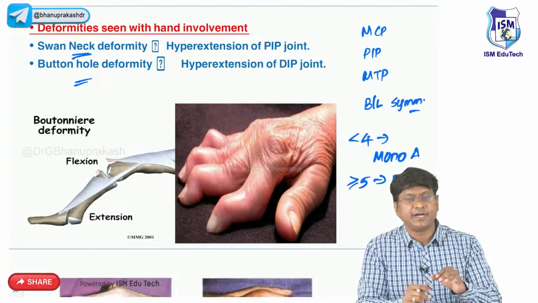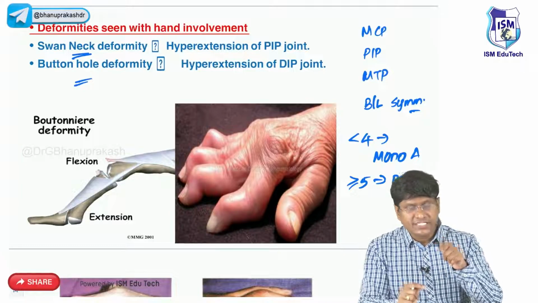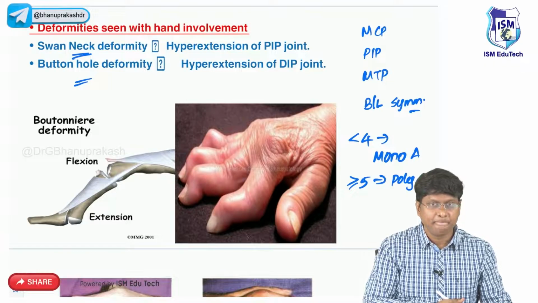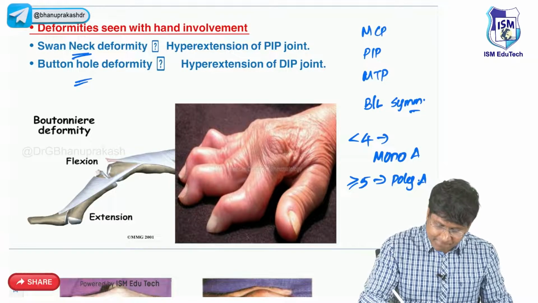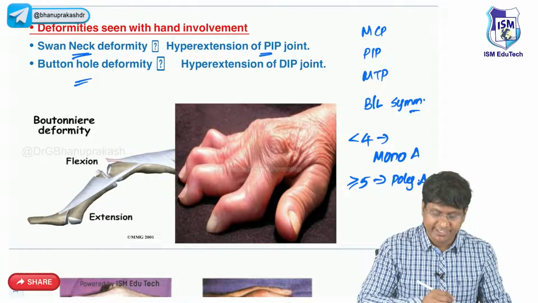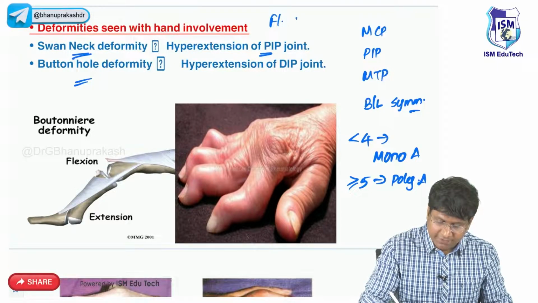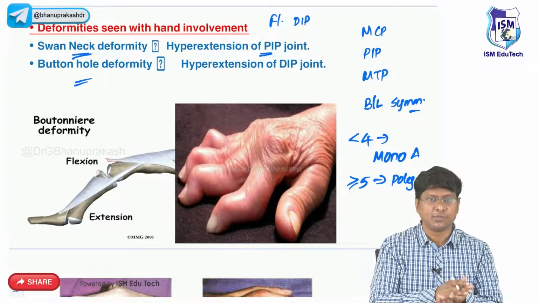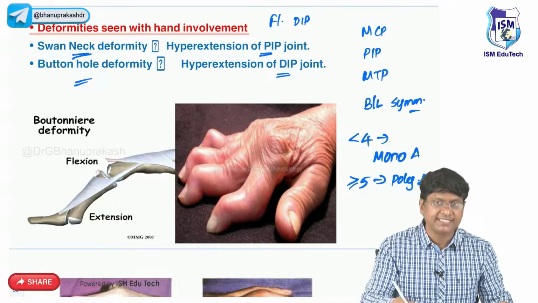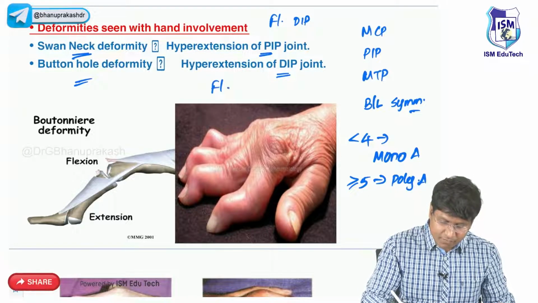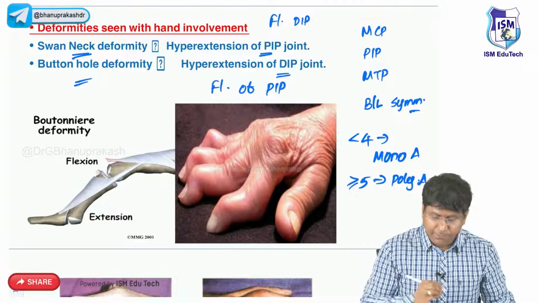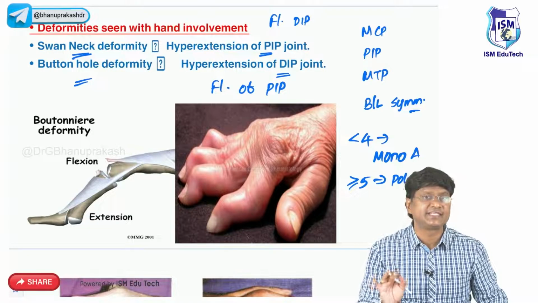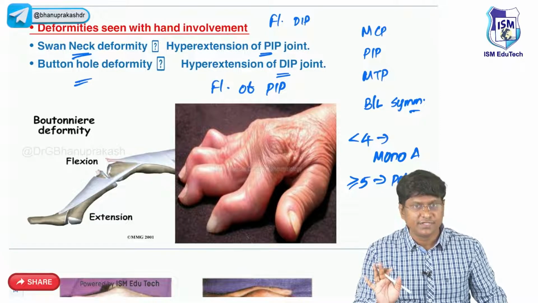So swan neck deformity and buttonhole deformity, the joints are exactly opposite in direction. In swan neck deformity, there is hyperextension of the proximal interphalangeal joint, and there will be flexion of the distal interphalangeal joint. Whereas in buttonhole deformity, it is exactly opposite. There is hyperextension of the distal interphalangeal joint and flexion of the proximal interphalangeal joint. Okay, so that is what is called buttonhole deformity or boutonniere's deformity. That is what you will see in case of rheumatoid arthritis.